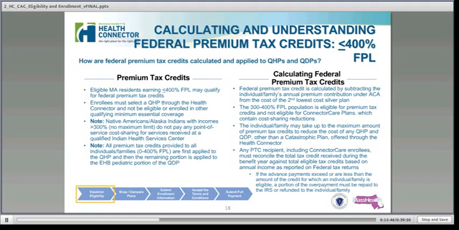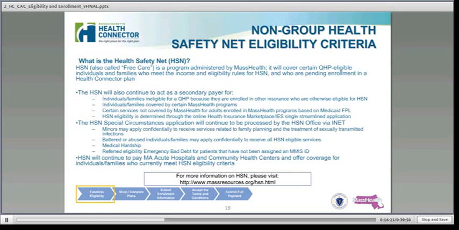On slide 18, the premium tax credit, let's look at the column on the left for a moment. I think it's really important that you feel comfortable with this. So premium tax credit, again, who is eligible? Eligible Mass residents earning equal to or less than 400% of FPL may qualify for federal premium tax credit. Enrollees must elect a qualified health plan through the Health Connector and not be eligible or enrolled in other qualifying minimum essential coverage, and we'll cover this. And then there are some notes here that are important to note.